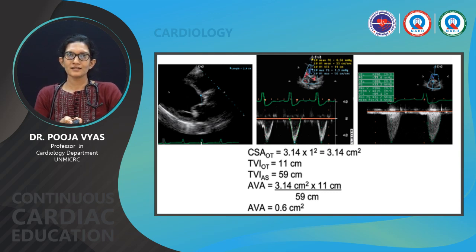Time velocity integral across the LVOT we got by putting pulse wave Doppler just proximal to the aortic valve, and the value we got is 11 centimeter. Time velocity integral of aortic stenosis by putting continuous wave Doppler across the aortic valve, the value we got is 59 centimeter, and by putting all these three values into the formula, aortic valve area was calculated as 0.6 centimeter square. So it was severe aortic stenosis.